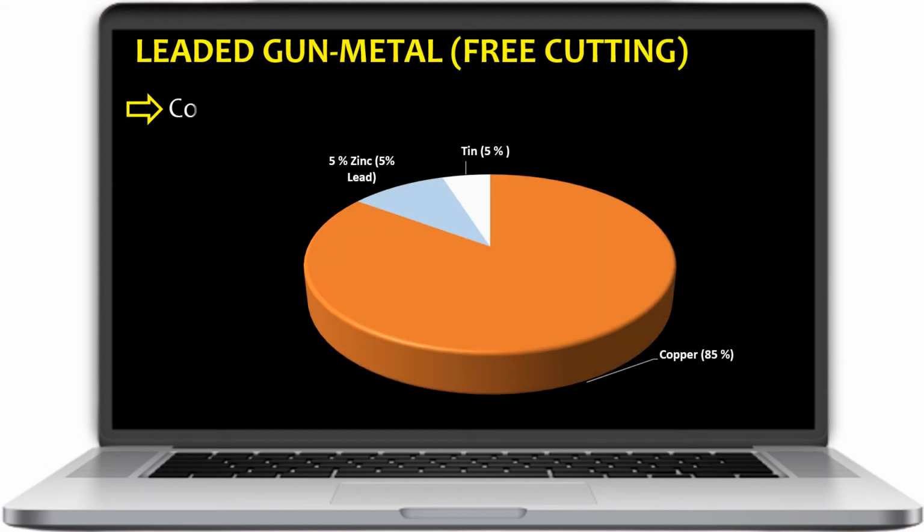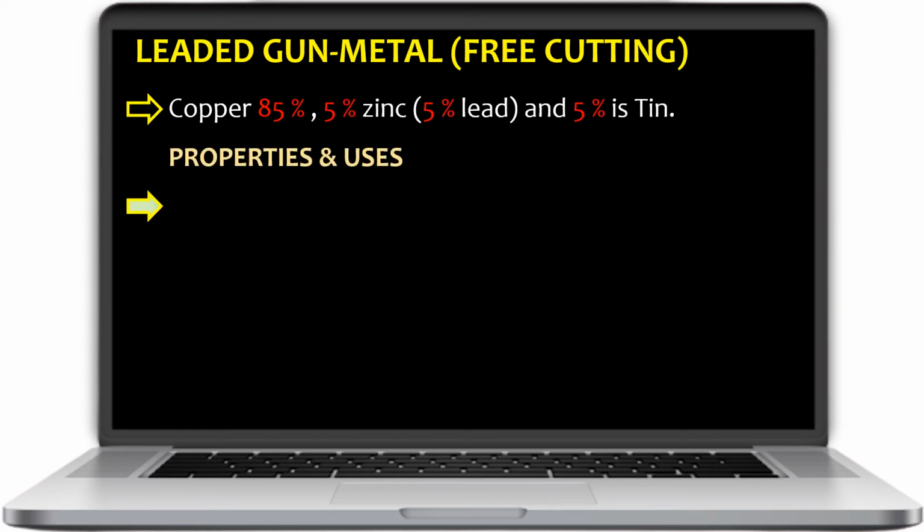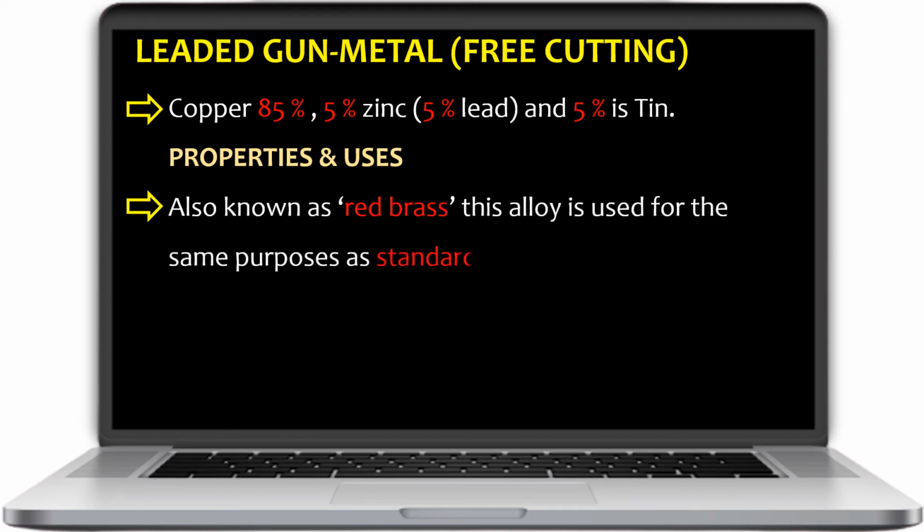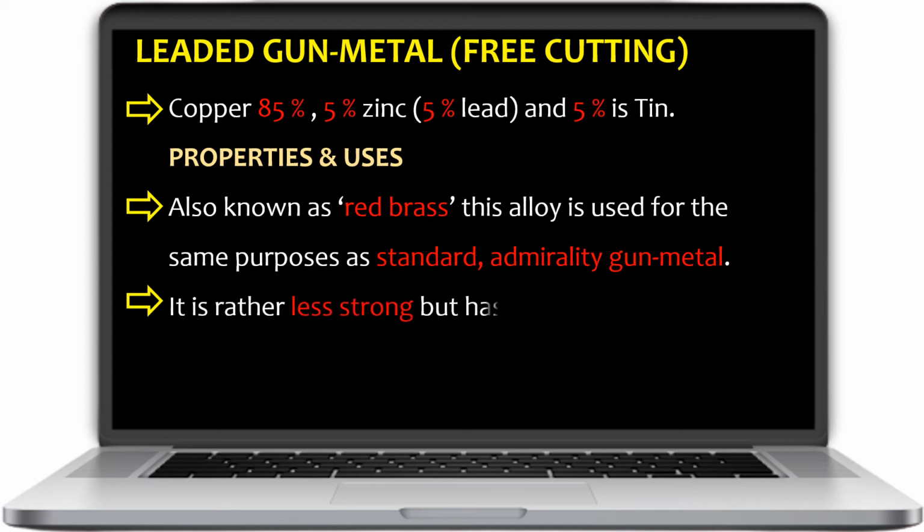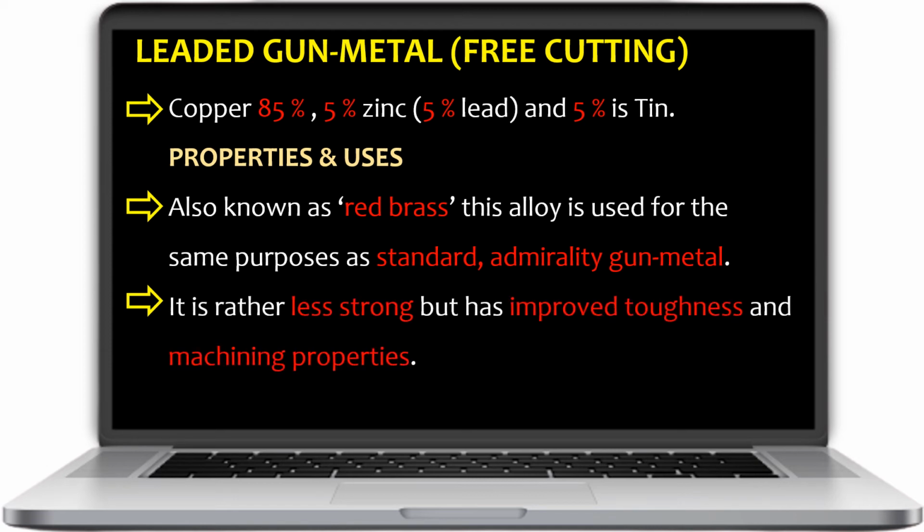Copper 85%, 5% zinc, 5% lead, and 5% is tin. Properties and uses. Also known as red brass, this alloy is used for the same purposes as standard Admiralty gunmetal. It is rather less strong, but has improved toughness and machining properties.